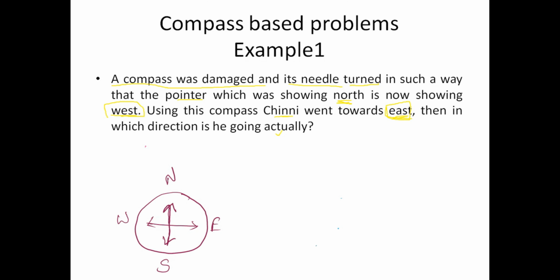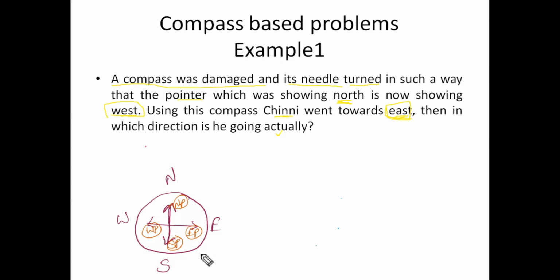Now tell me, in an original compass, this pointer is always showing north only. So can I call it a north pointer? Yes, this will be the north pointer. And in the original compass, this pointer is always showing towards south. Can I call it a south pointer? Yes, it will be the south pointer. The pointer always showing east is the east pointer. The pointer always showing west is the west pointer.